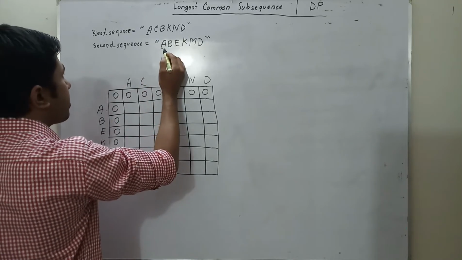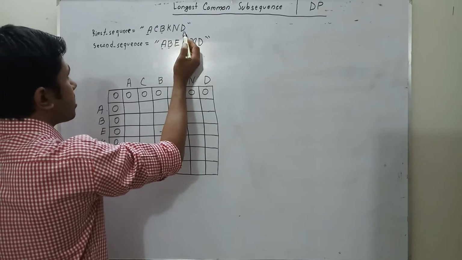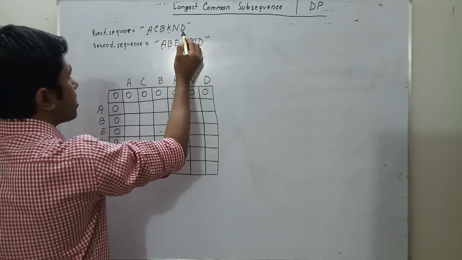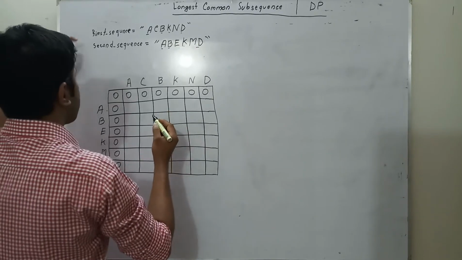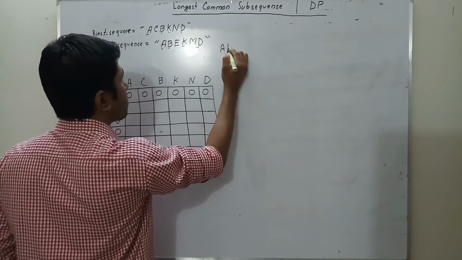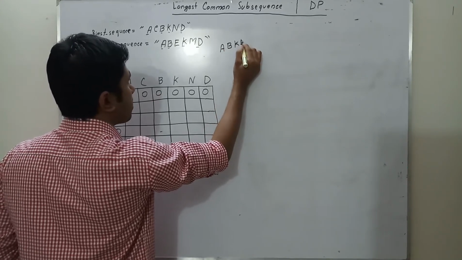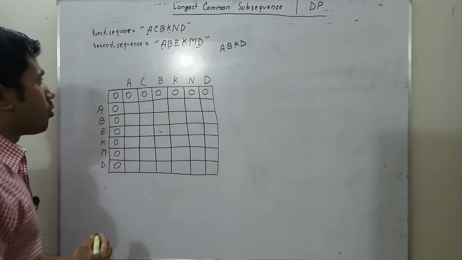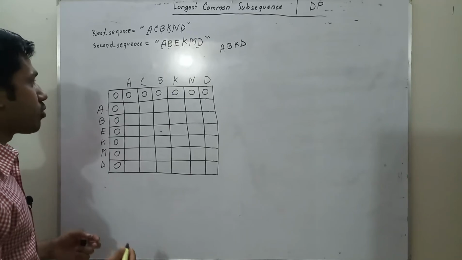Here A and A are matched, B and B matched, K and K matched, D and D matched. So the longest common subsequence from these two sequences will be A, B, K, and D. Now we will see how we can solve the problem using the dynamic programming approach.